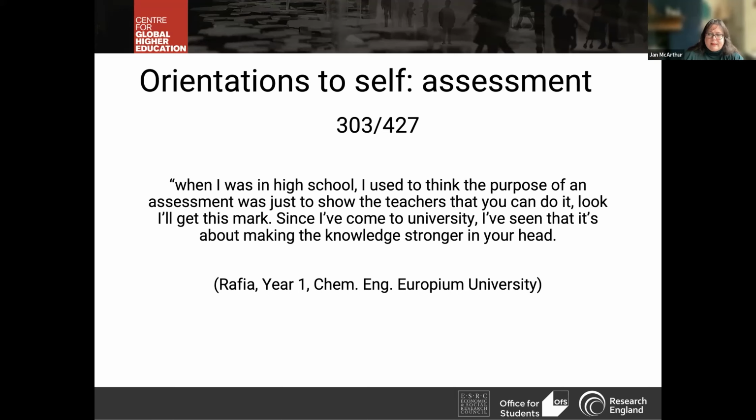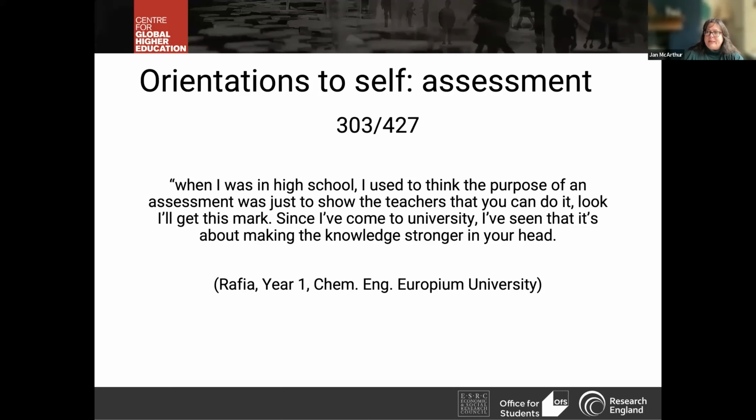So Rafia here sums this up very nicely. "When I was in high school, I used to think that the purpose of an assessment was just to show the teachers that you can do it. Look, I'll get this mark. Since I've come to university, I've seen that it's about making the knowledge stronger in your head." I just love this quote.